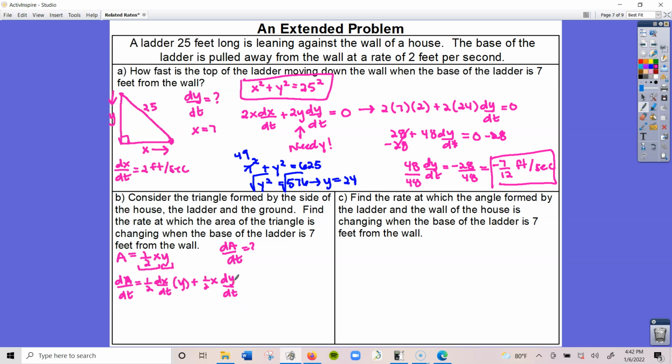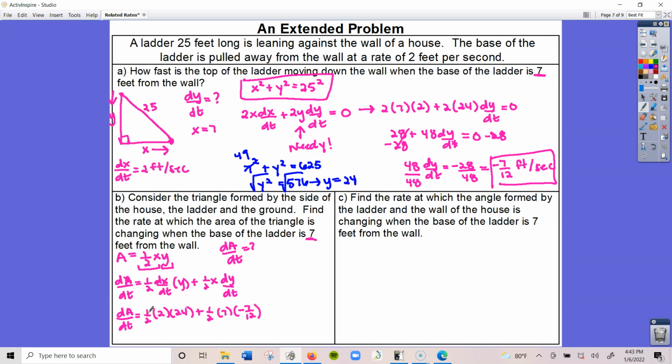I have all of this information from the previous part because it's at the same exact moment when the ladder is 7 feet from the wall. So we're going to plug in all of these values. So dA/dt is going to equal 1/2 times dx/dt, which is 2, times the y that we got, which is 24, plus 1/2 times the x that we have here, which is 7, times dy/dt, which is negative 7 over 12.